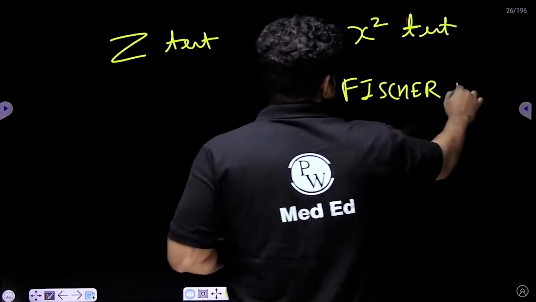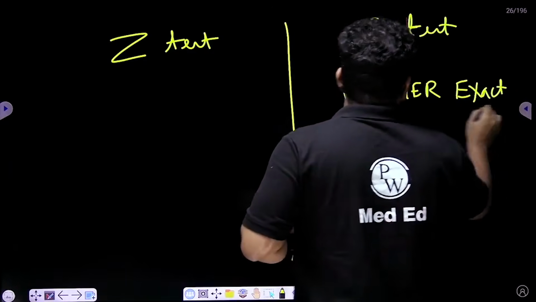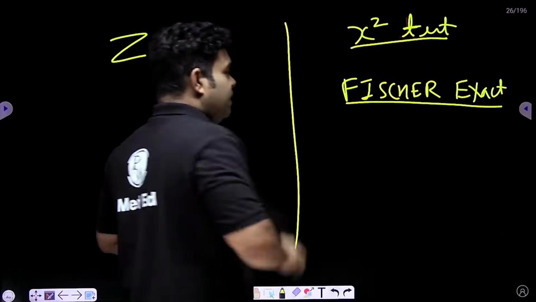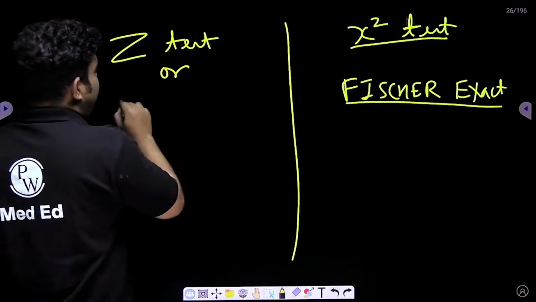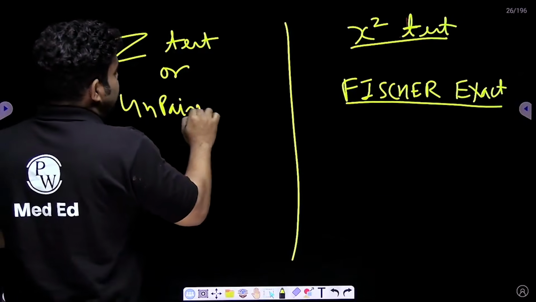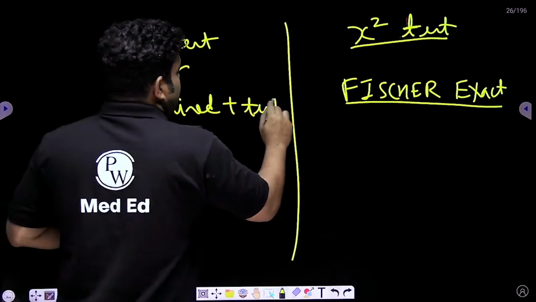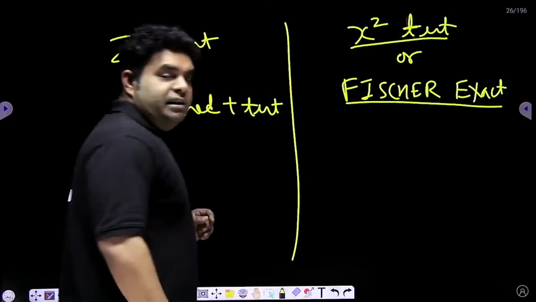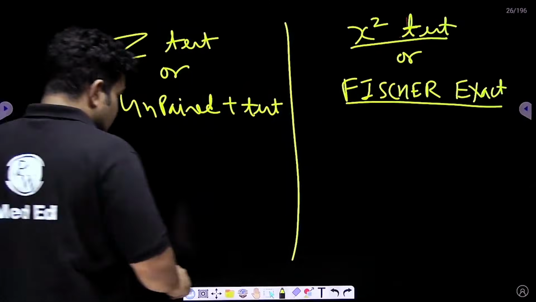So you should know what these two things are. Remember, my friend, Fisher exact and chi-square are the same thing. Z test and unpaired t-test are the same thing. So what is the difference between them? The difference is when we apply which.